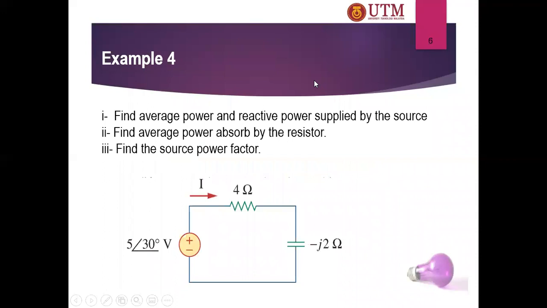So this is example 4. We will continue with example 4.